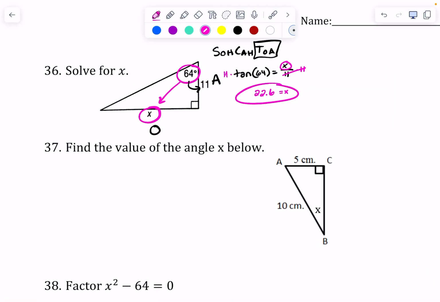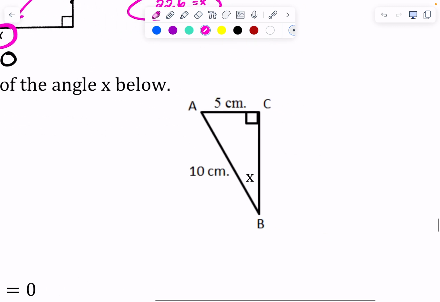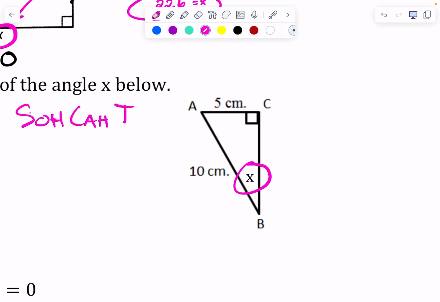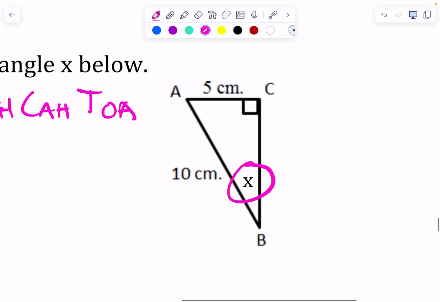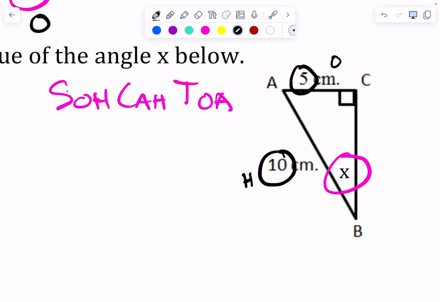Okay, 37. Let's go. Here we go. 37. Now I'm trying to solve for the angle, and this is SOHCAHTOA again. All right. What is 10 in relationship to x? The hypotenuse. Yeah. 5 is the opposite. So, okay, opposite and hypotenuse, which one?